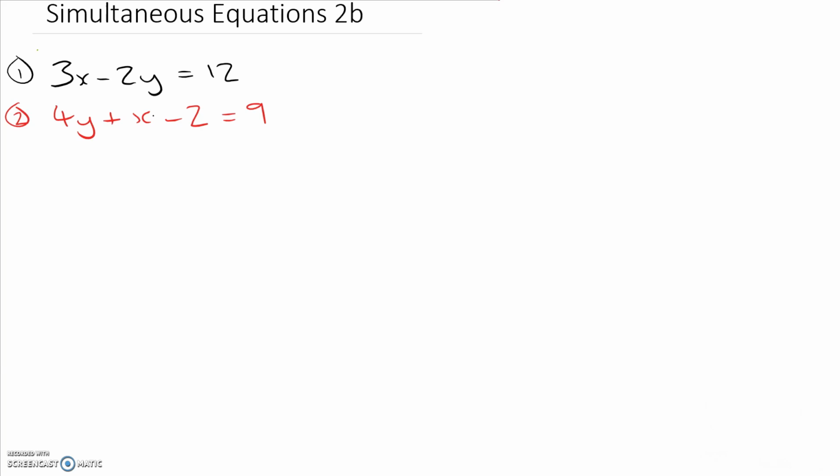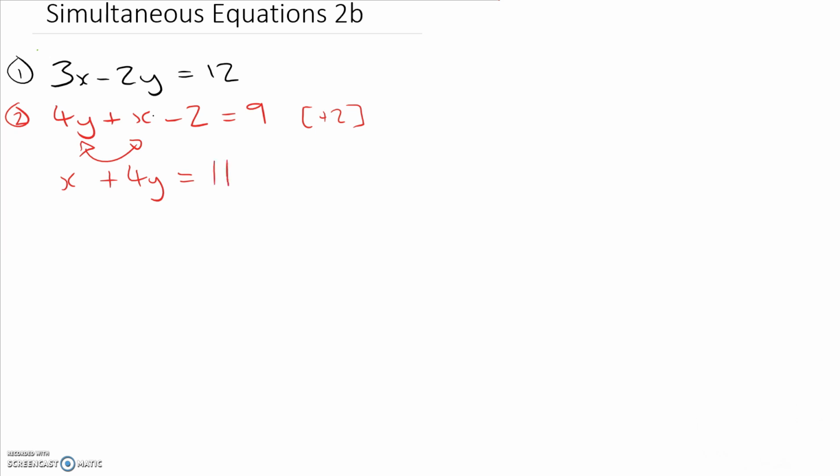Okay, so number 2, right, well for a start we could just write these the other way. That would be good. We could put x plus 4y. Okay, that's better, because now our x lines up with the 3x above, and our y lines up with the minus 2y above. And I don't like the look of the fact that we've got numbers on both sides, so let's add 2 to both sides of that equation.